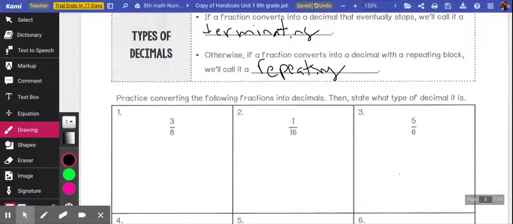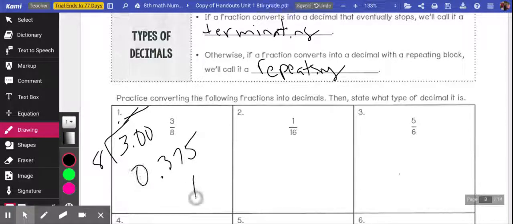So I'm going to do the first one. You can use your calculator, but otherwise it would be 3 divided by 8. You add your decimal point and zeros. It's still a good skill to know how to do. And you are going to get 0.375. And you can put a 0 there. So that is a terminating decimal because it stops.